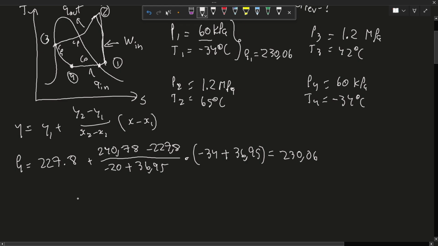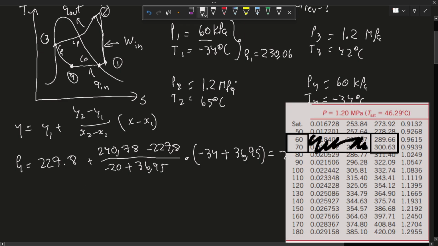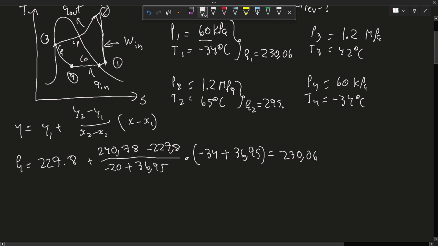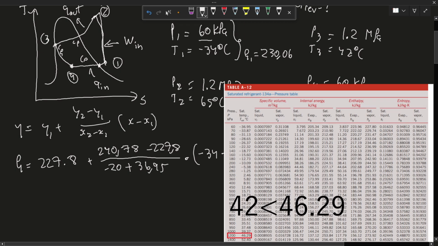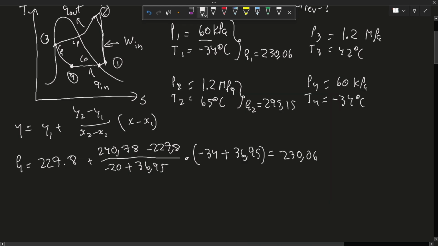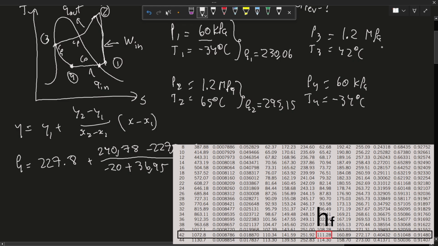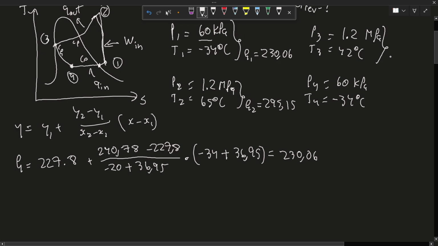230.06. Okay. You're going to do the exact same thing for point 2. I'm just going to skip it, but it's the same principle. You interpolate, you're going to get 295.15. Now for point 3, when we check our tables, we're going to realize that our temperature is lower than the saturated temperature. When this happens, you go to the temperature you have, which in this case is 42, and you just take the saturated enthalpy, hf, sorry. Which in this case, if we read our table, is going to be 111.28.